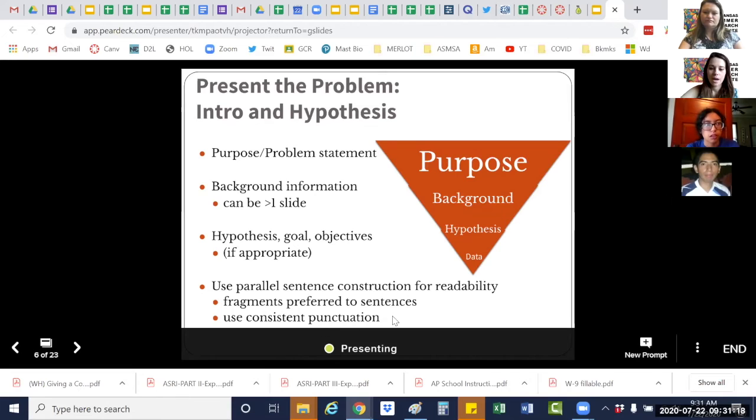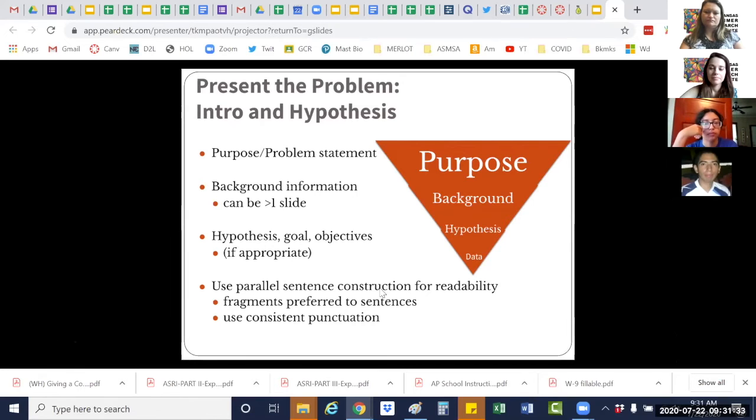Keep things parallel, keep things consistent. Also use consistent punctuation. If you are using a full sentence, it does need a period behind it. If you are asking a question, like if a bullet point says, how could this be? It needs a question mark at the end because that's a question.